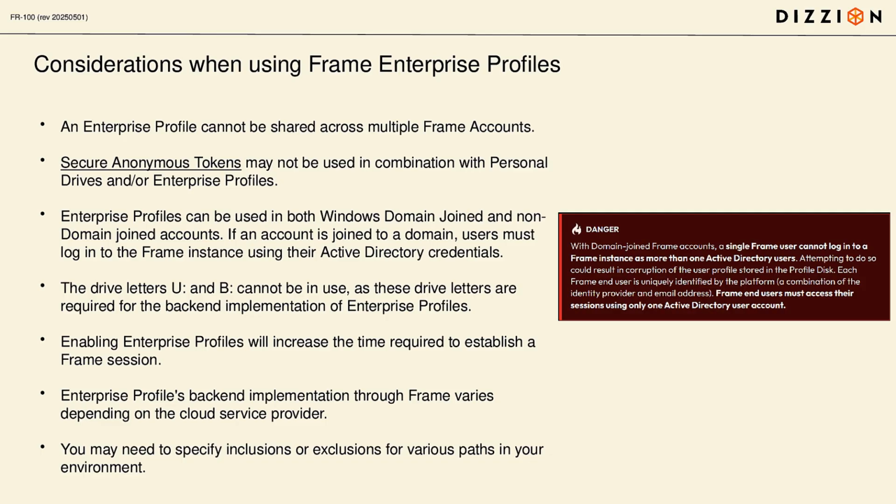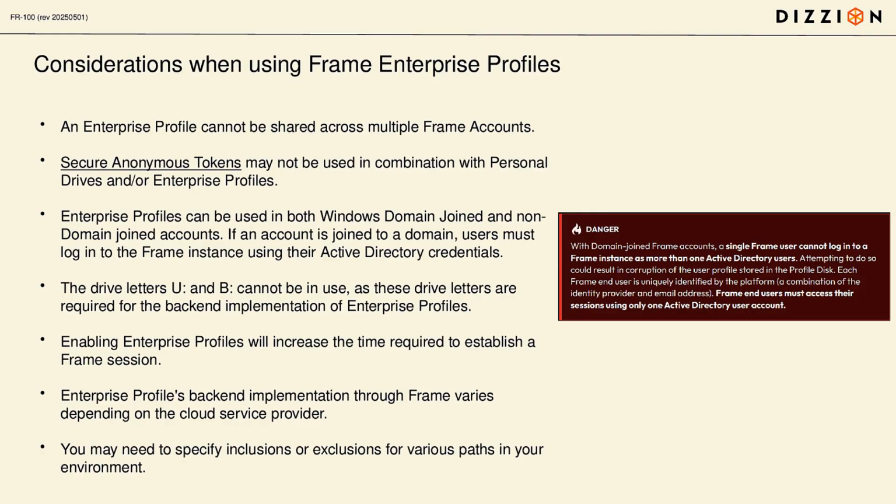For Windows, enterprise profiles can be used in both domain-joined and non-domain-joined accounts. If an account is joined to a domain, users must log into the Frame instance using their Active Directory credentials. For Windows, drive letters U and B cannot be mapped or in use. These are reserved for the backend implementation of enterprise profiles.